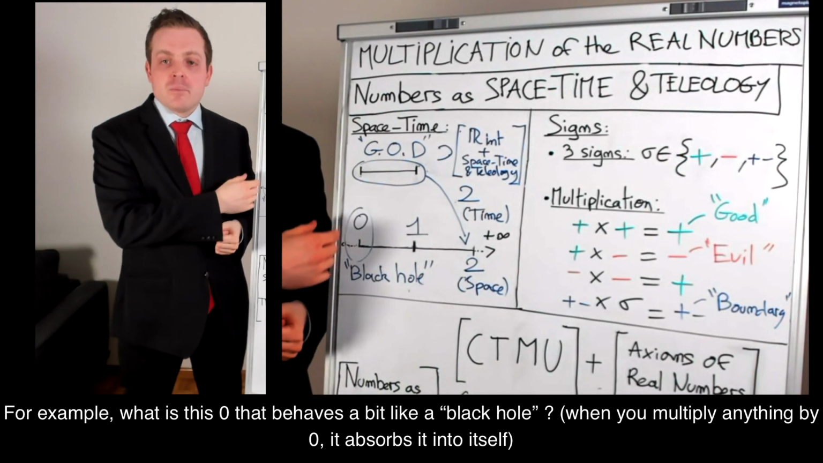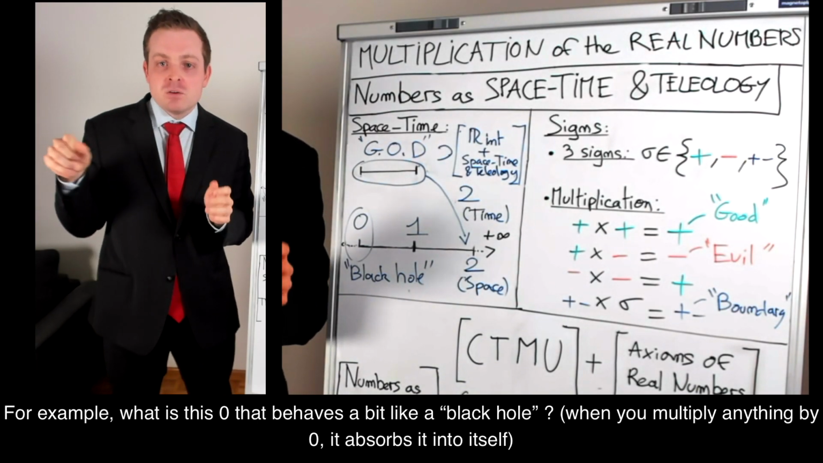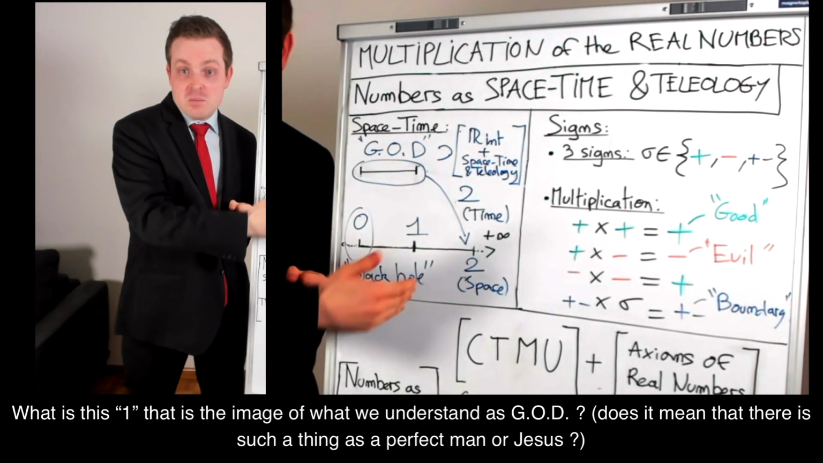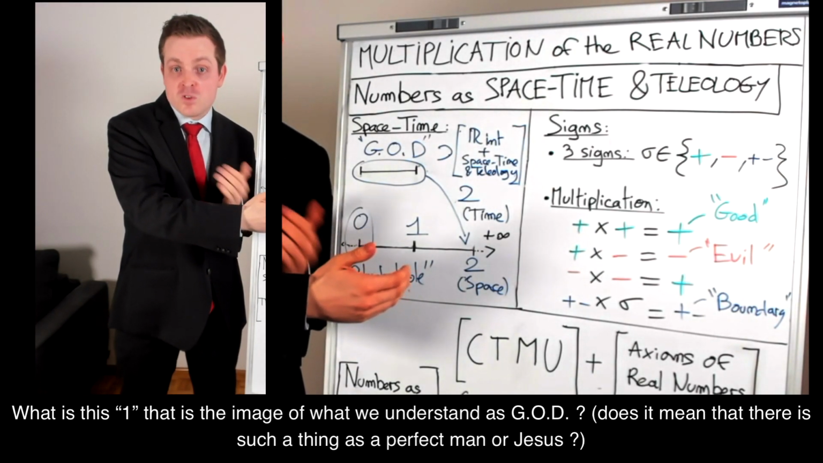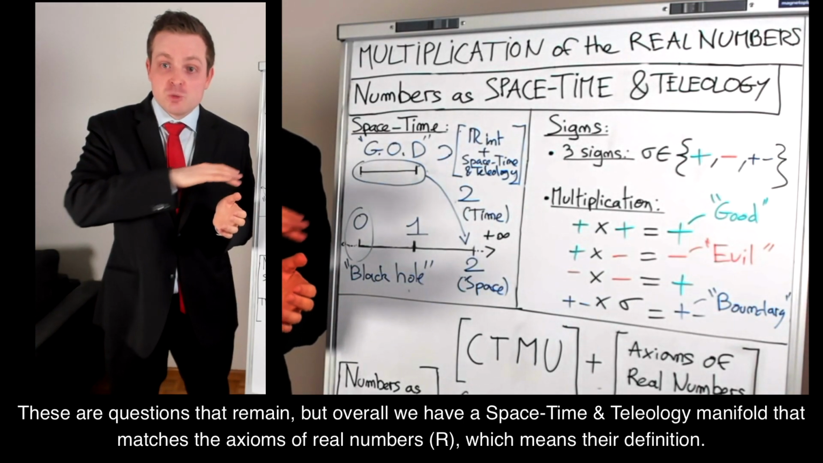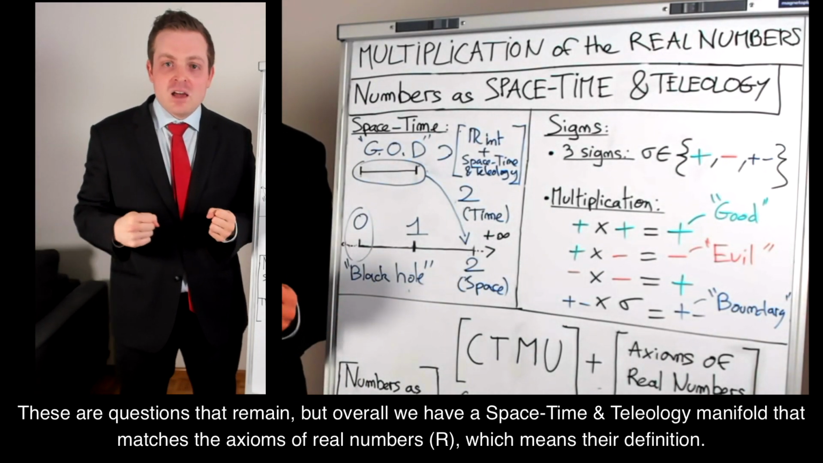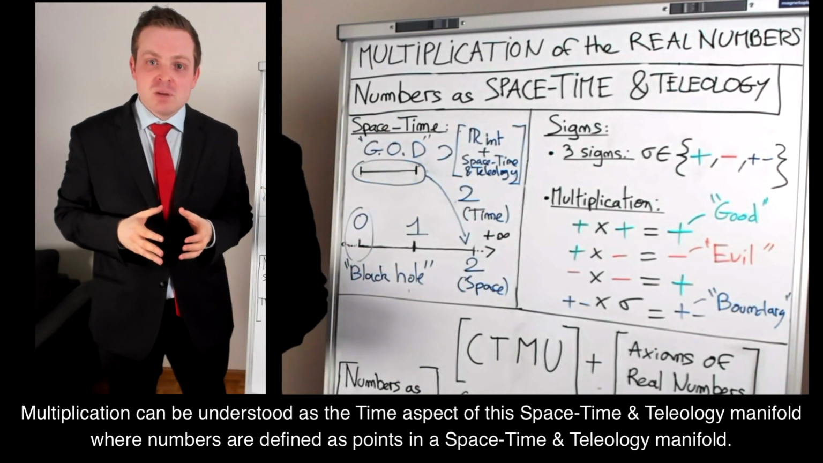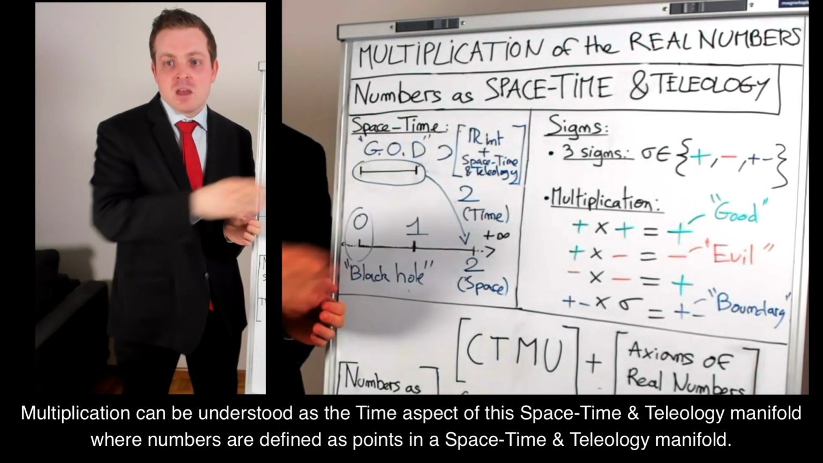So there are still a few questions about the space-time and theology manifold. For example, what are these zeros that behave a bit like a black hole? When you multiply anything by zero, it absorbs it into itself. Or what is this number one that is the image of what we understand as God? Does it mean that there is such a thing as a perfect man or Jesus? And these are questions that remain, but overall we have a space-time and theology manifold that matches the axioms of real numbers, which means their definition, and multiplication can be understood as the time aspect of this space-time and theology manifold, where numbers are defined as points in a space-time and theology manifold.